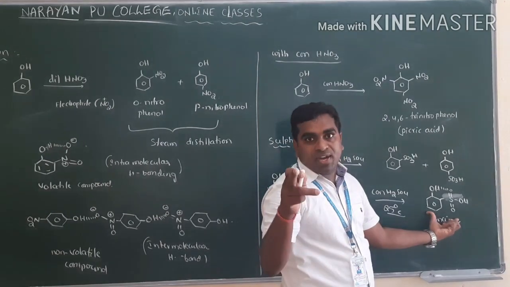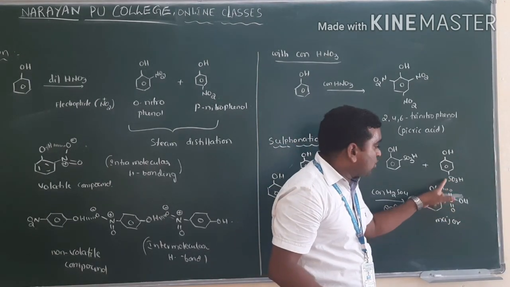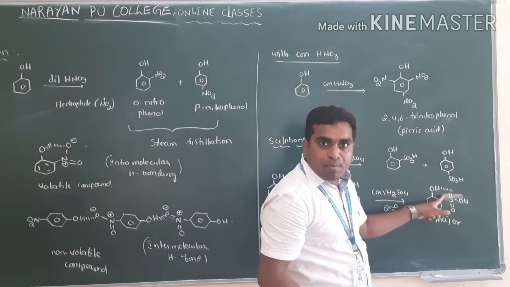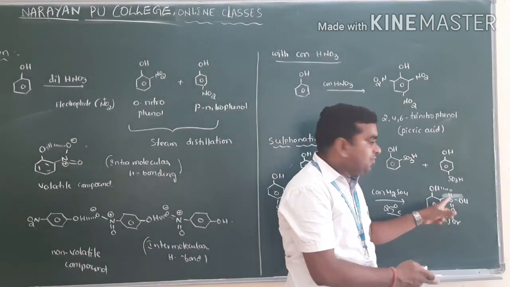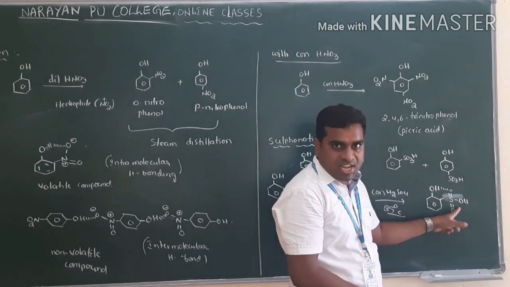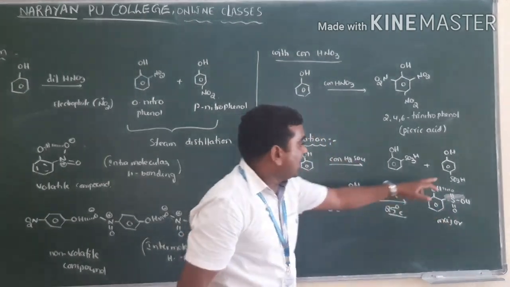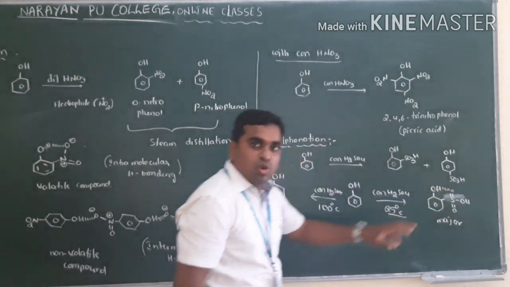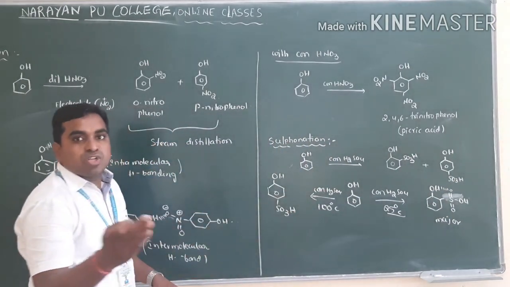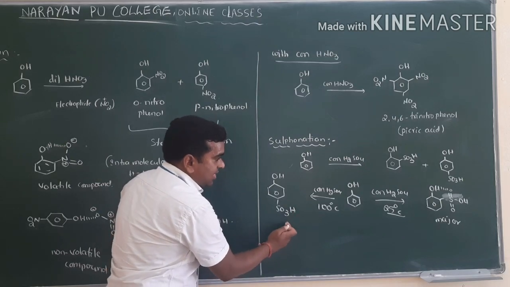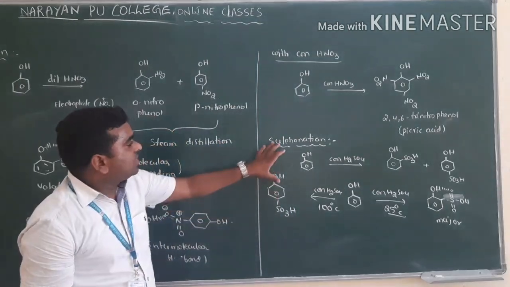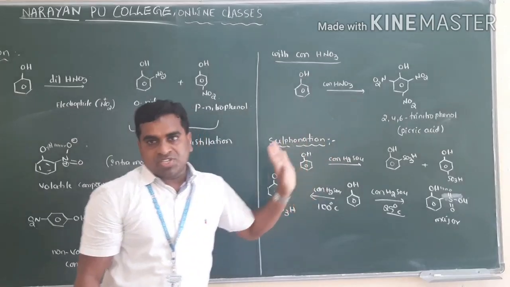If the temperature is maintained very high, this hydrogen bond breaks, and this compound will not form, because if it forms a hydrogen bond it is stable. But at a high temperature this hydrogen bond breaks, so the ortho product is not major. So which product is major here? The para product is major. So that is sulfonation.